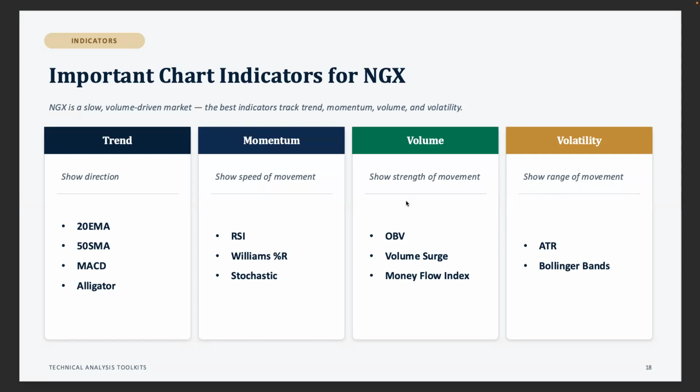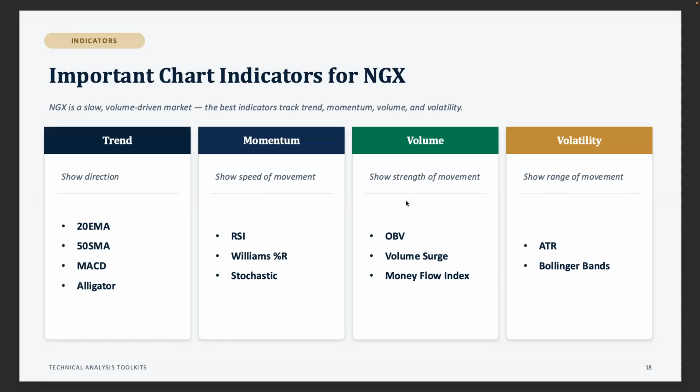Then we have volume. You know, most times when we log into our broker's page, what we see is the total offer and the total bid, which is kind of telling us about the volume. But there are indicators that will tell you about volume.